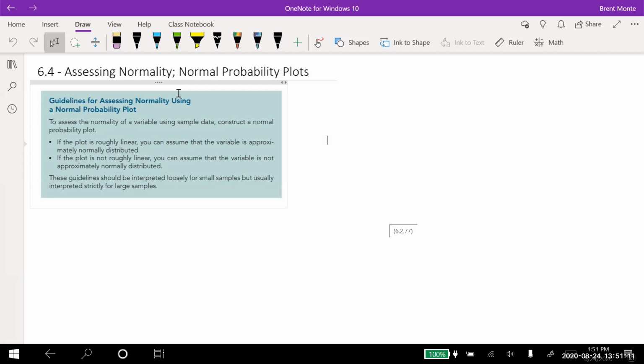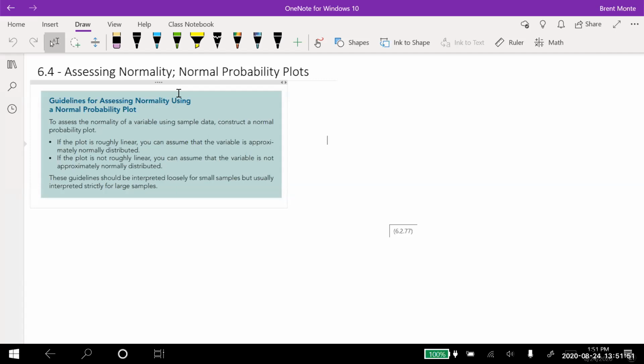So what we do instead, one other option, is doing these things called a normal probability plot. Notice the two bullet points there. The first one says, if the plot is roughly linear, you can assume that the variable is approximately normally distributed. So we look, if the dots pretty much form a straight line, then we can assume that the variable is approximately normally distributed. The second one says, if the plot's not roughly linear, you can assume the variable is not approximately normally distributed. So then you can't use the z-curve to find probabilities. You can't run these other tests that we're going to see.